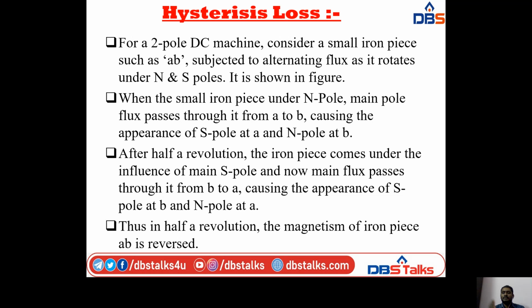So previously the north pole was at B. Thus in half a revolution the magnetism of iron piece AB is reversed. Under the influence of the north pole we have AB sides, and under the influence of the south pole the magnetic flux passes from B to A. So that means in half a revolution the magnetism of iron piece AB is reversed.